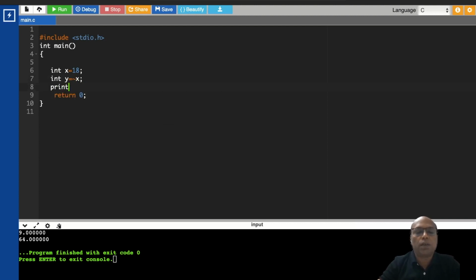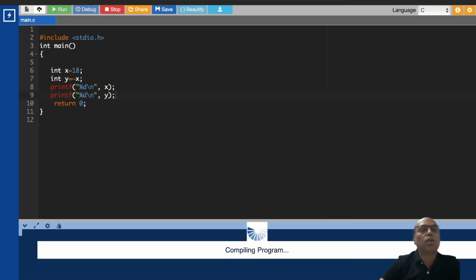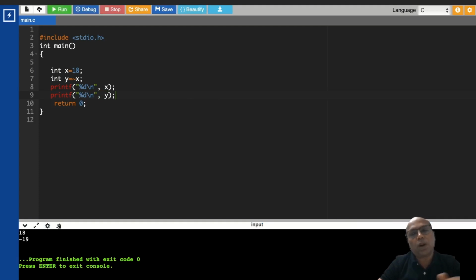I am going to say printf percentage d slash n comma x, then printf percentage d slash n comma y, and I'm going to run the code. I got minus 19. What about if my x had been minus 18? Sorry, if it is minus 18, what would the answer be? Inversion of x, I got 17.